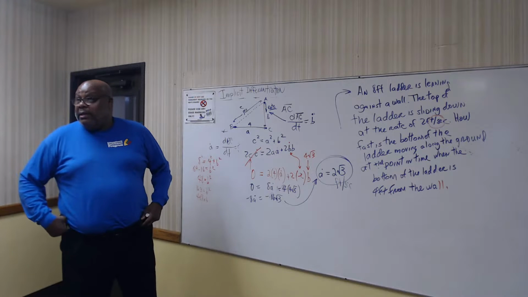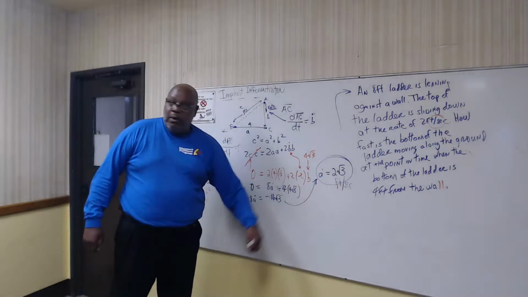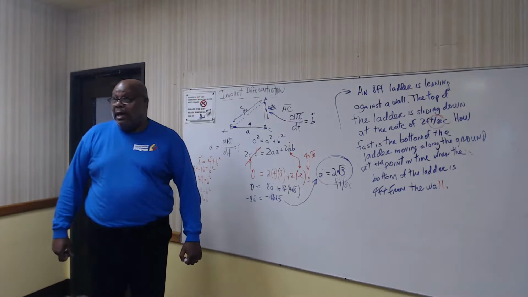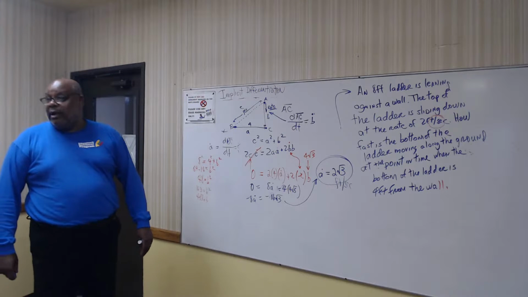But it's moving toward 8 at a certain rate. What rate is it moving toward 8? 2 square root of 3 feet per second. That's a lot. So in about 3 seconds, it'll be flat. It'll fall to the ground.